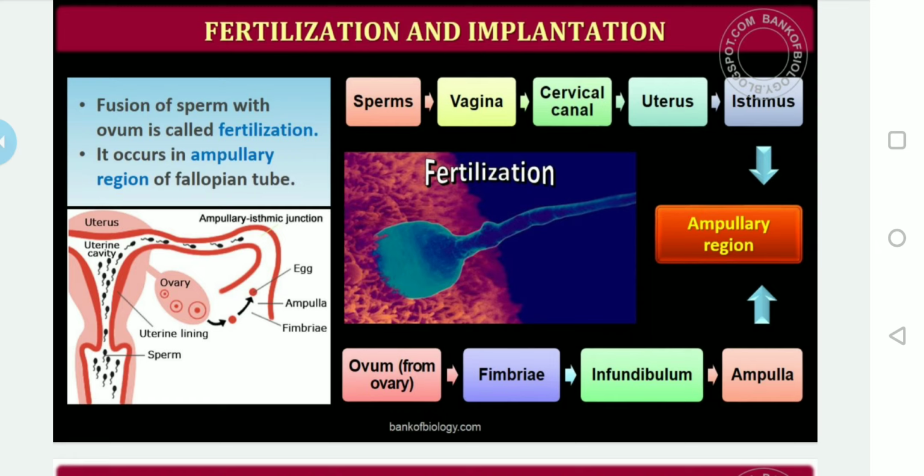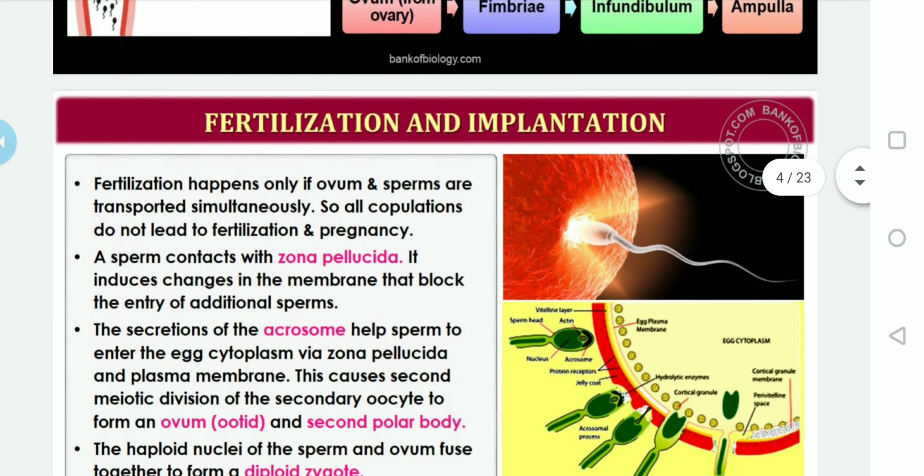On the left side, the representation of the sperm reaching the ovum is given. The ovum released by the ovary is also transported to the ampullary isthmic junction, where the fertilization takes place. One question they can ask in the exam is where actually the fertilization takes place. Did you get it? The ampullary region.